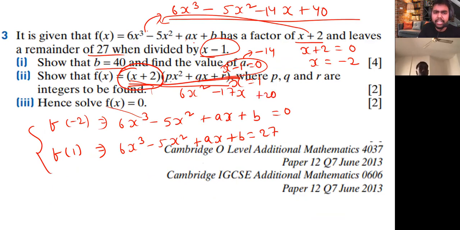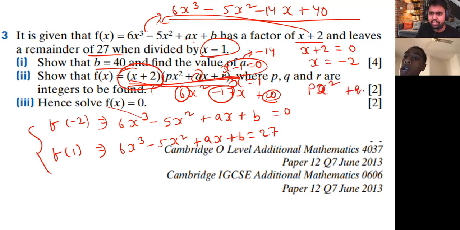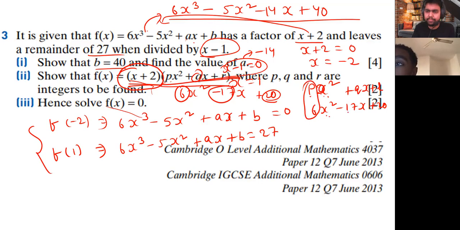Now you can find p, q and r. Your p is 6, your q is minus 17, and your r is 20, right? Are you understanding this? Yes. It is written like this: px square plus qx plus r. Now you found 6x square minus 17x plus 20. Now try to compare. It is px square, and this is 6x square. So x square common, p is equal to 6.